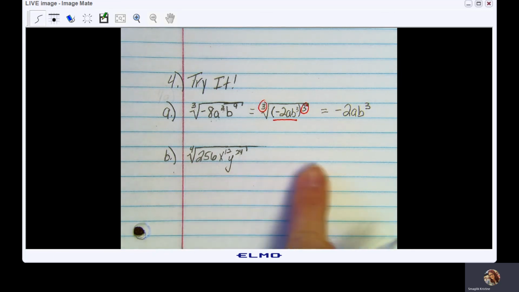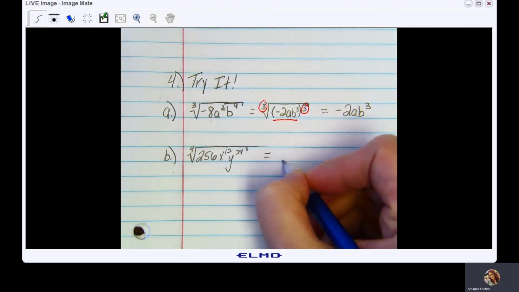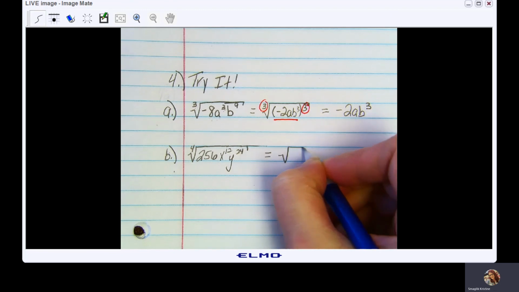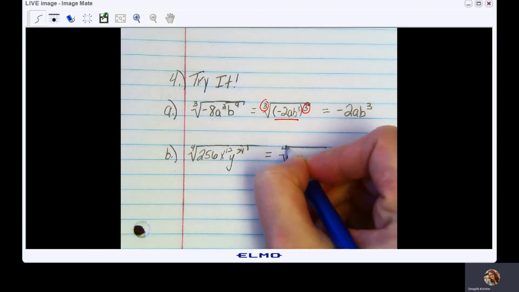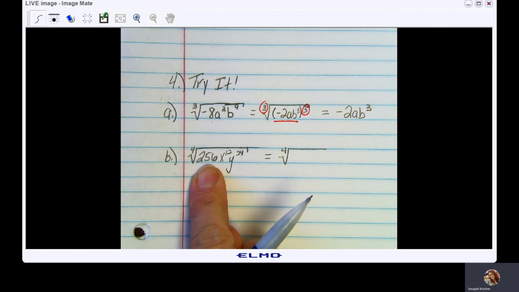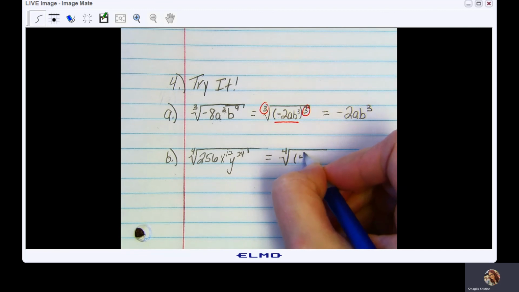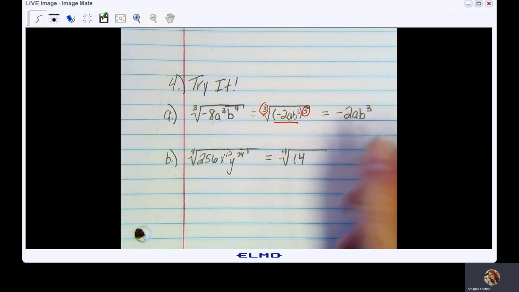On B, now again, notice you have an even root. So if you end up with any odd exponents, we need to use absolute value bars. Okay, so let me put in my radical. And I have an index of 4. Is there a number that if I raised to the 4th power, I would get 256? Okay, well, 4 raised to the 4th power is 256. I'm going to write the 4 there.